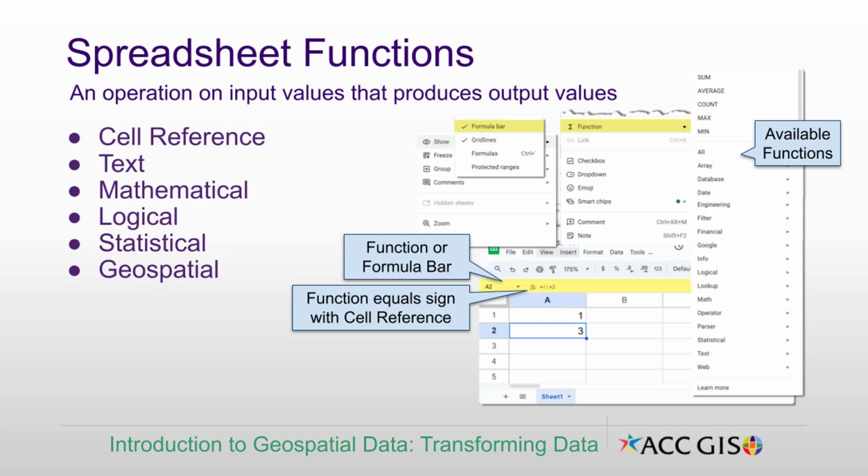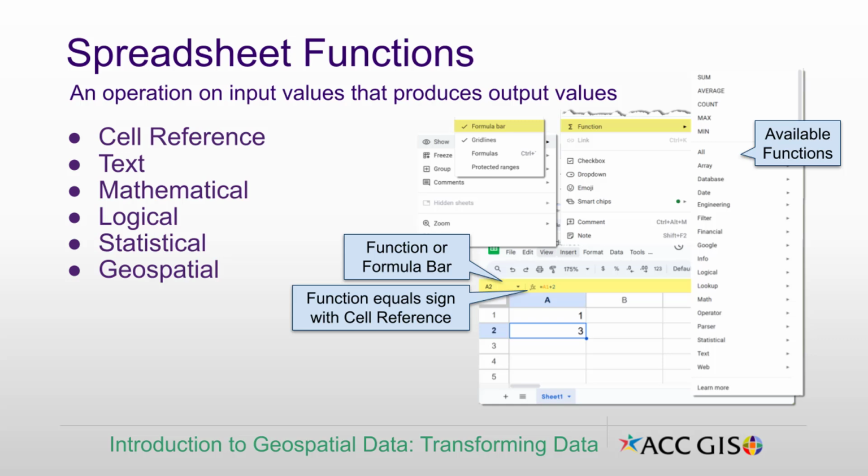But I can also set the value of a cell equal to a function rather than a literal value. So for example, in A2, I set the value equal to A1 plus 2. In this case, it's 1 plus 2, and so the value displayed in A2 is 3. A2 is a function of A1 plus 2.